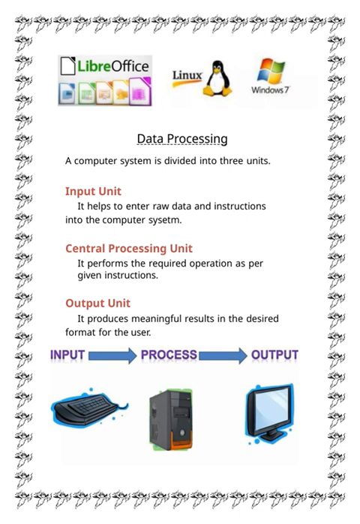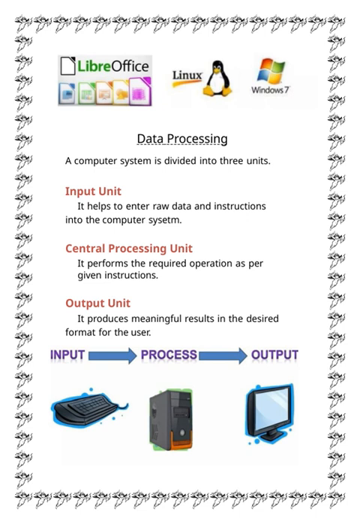Next, we have the central processing unit, or CPU. This is the brain of the computer, performing all the required operations based on the instructions it receives. It processes the data and makes decisions, ensuring everything runs smoothly.